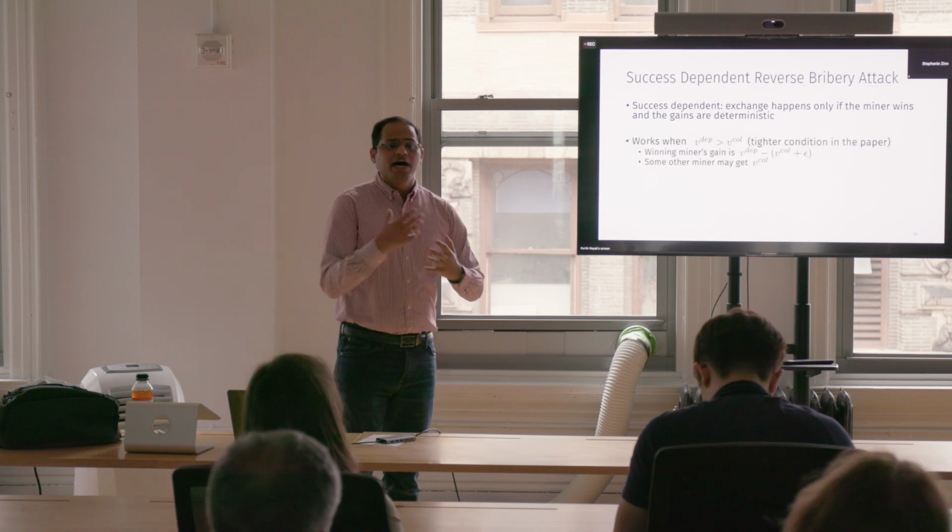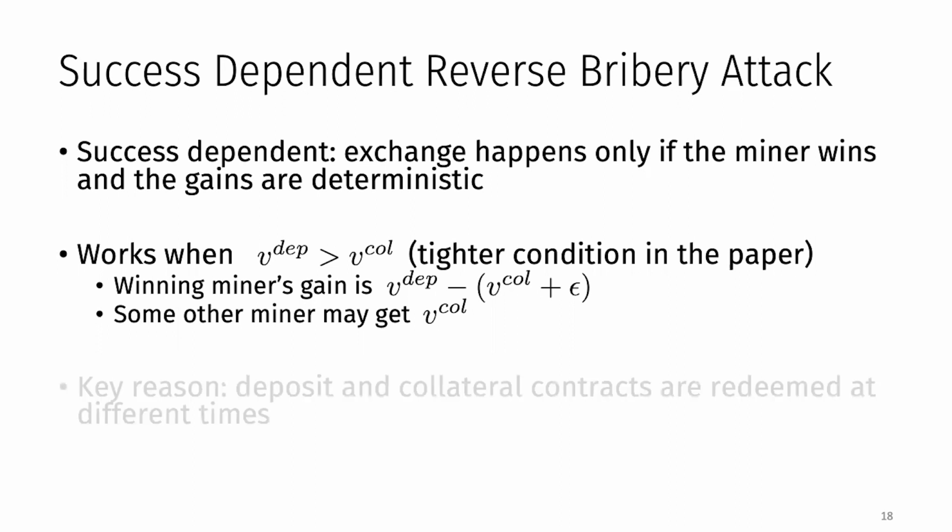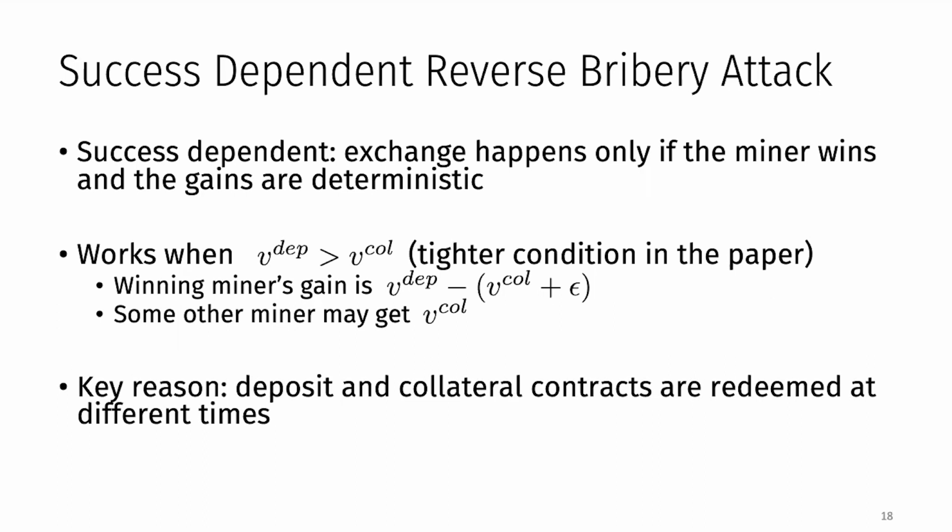Second, note that at least the way I have presented it, this works when vdep is greater than vcall. The winning minus gain, the way I have shown it, is vdep minus vcall plus epsilon. Bob gets vcall plus epsilon, and some other miner may get vcall. You may actually want to be a little tighter over here, because that some other miner can be the same miner as the one who engaged in this bribery. So this condition can be a little tighter, which we do in our work. If you think about it, the key reason why we have this constraint on vdep and vcall is because the deposit and collateral contracts are redeemed at different times.